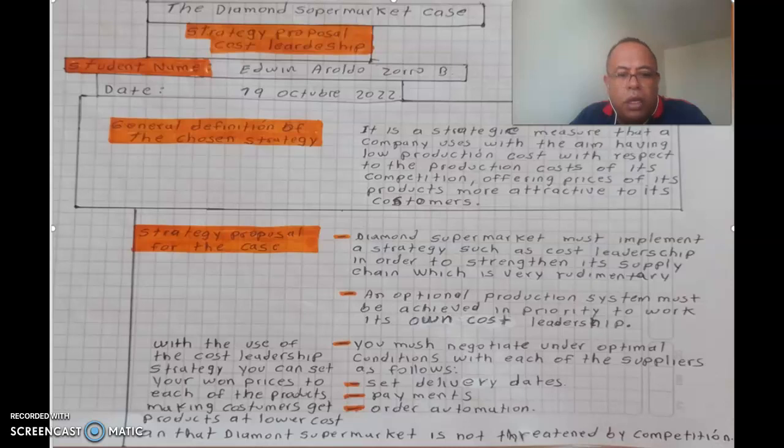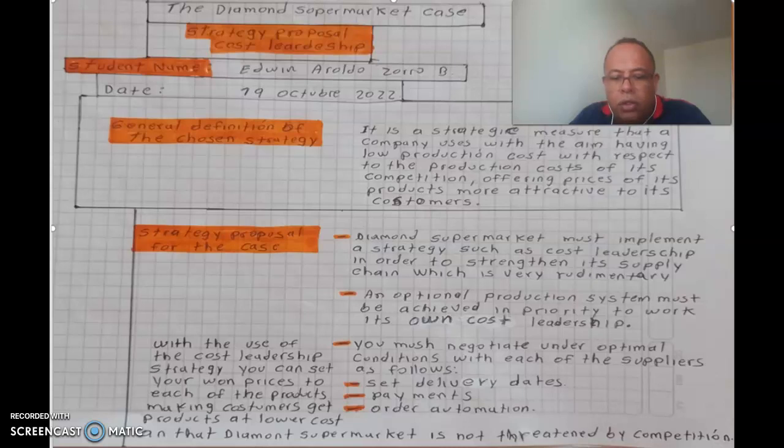Strategic proposals for the case. Diamond Supermaker must implement a strategy such as cost leadership. The supply chain is very rudimentary. An optimal production system must be achieved, with priority towards its own cost leadership.